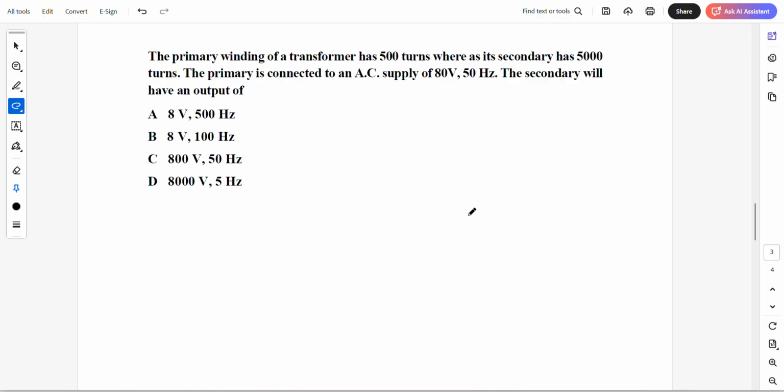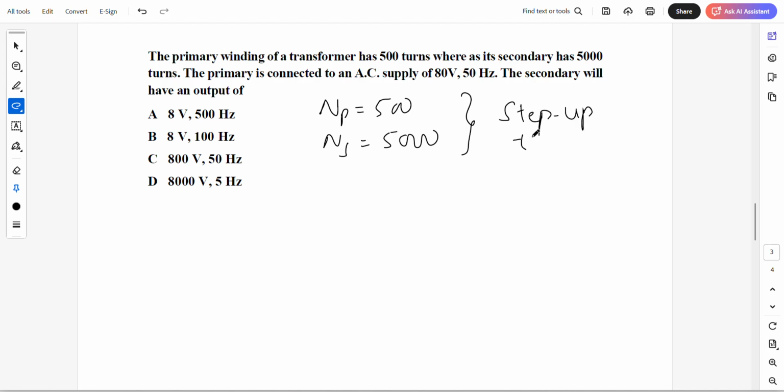What is this? The primary winding of a transformer has how many turns? NP is equal to 500, and NS is 5000. Again, this is a step up transformer, because NS is greater than NP.